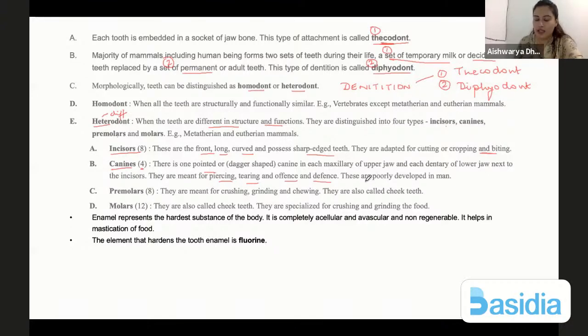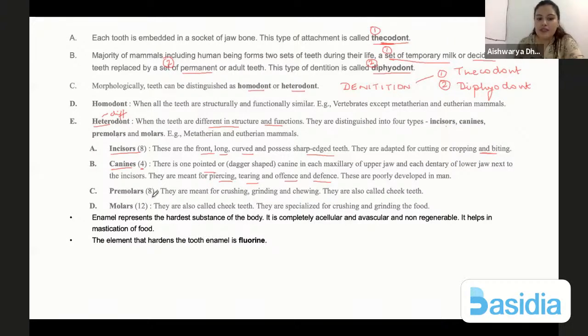We usually do not eat any kind of raw food material or raw meat, or defend ourselves by biting anyone, right? So we don't need it that much. With evolution, it is now less developed as compared to dogs or any other carnivorous organism, which have sharper canines.